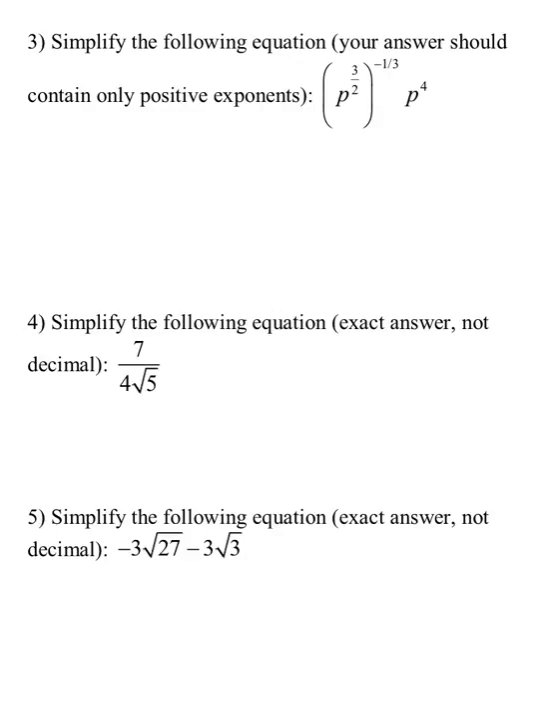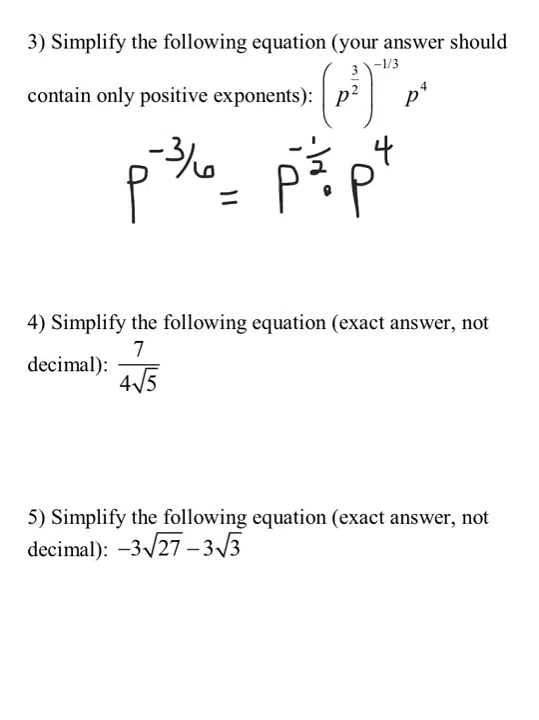Okay, in this question we are simplifying this, and our answer should contain only positive exponents. So the first thing I'm going to do is I'm going to multiply this exponent times this exponent, and what I end up with is p to the -3/6 or -1/2. But I'm going to go ahead and just write it 3/6 for now. And then I can simplify that down to p to the -1/2. But I still have this times p to the 4th.